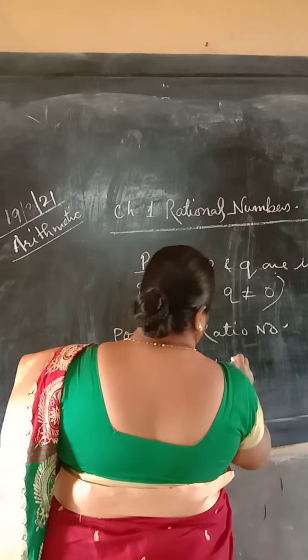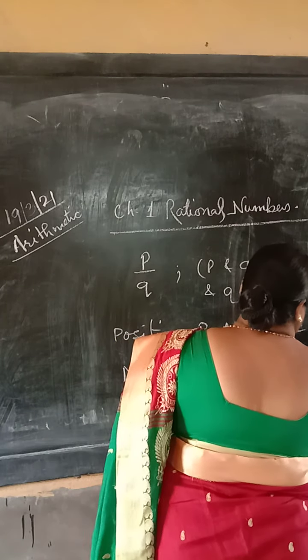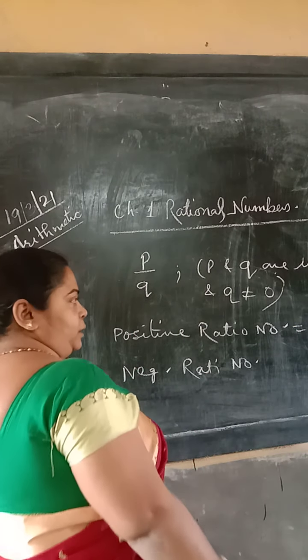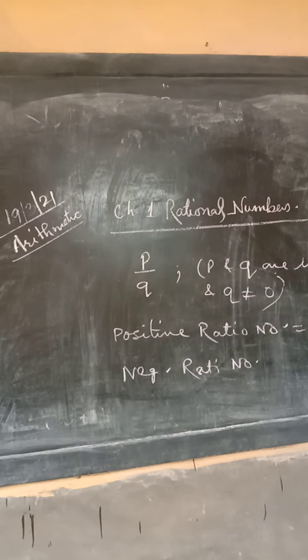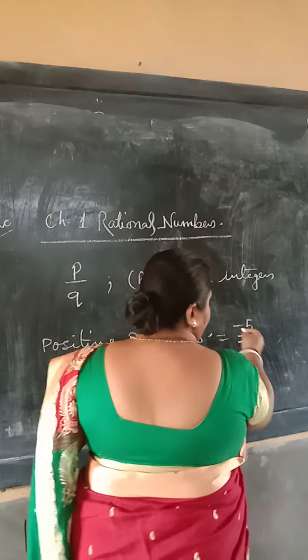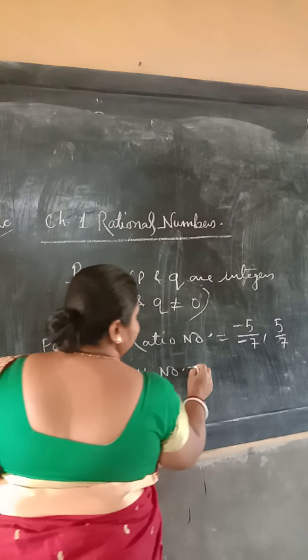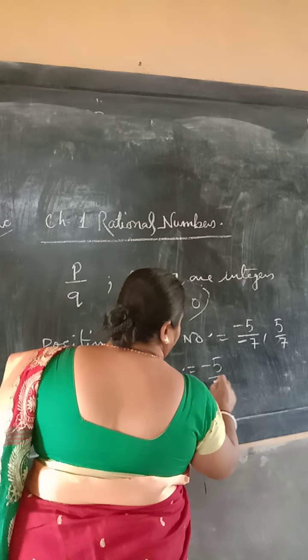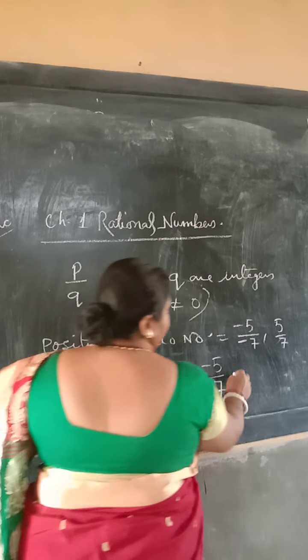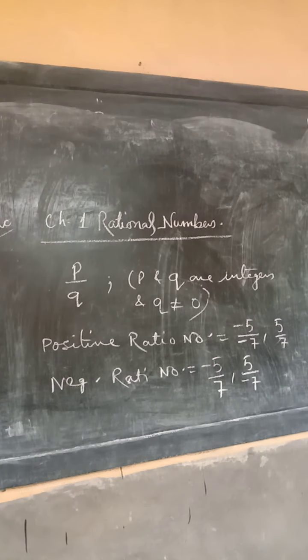What is this now? Can you tell me? If numerator and denominator have the same sign, then this is called a positive rational number. Numerator and denominator, you can see minus 5, minus 7, 5, 7. These are called positive rational numbers. And if any one is having a negative sign, as minus 5 by 7 and 5 by minus 7, this is called negative rational numbers. Then we have standard form and non-standard form.